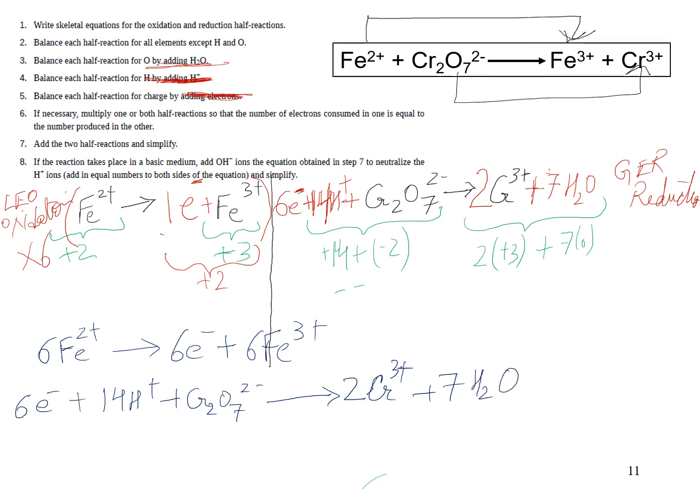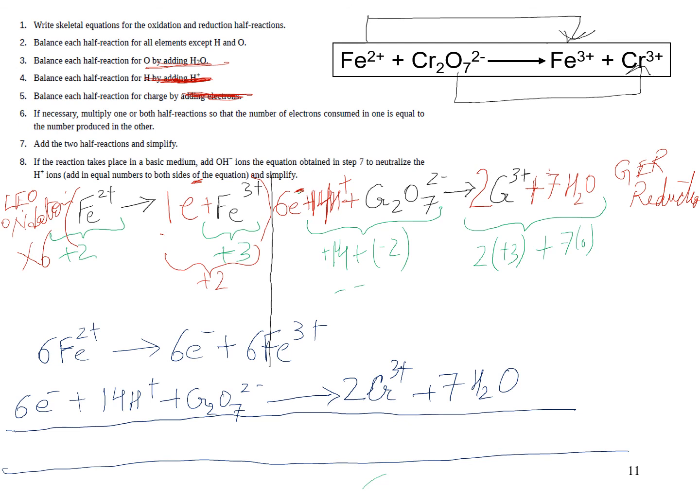What is the last step? Add the two half reactions and simplify. Simplify means if you have to cut anything, divide by anything, do that. First, let's add our reactions. To add, remember, if you have the same thing on the reactant side and the product side, they will cancel out. So what do I have on the reactant side? 6 Fe2+. Is there any Fe2+ anywhere else? No. So we will rewrite 6. Let me write the final answer in black. 6 Fe2+. That's my first reactant.